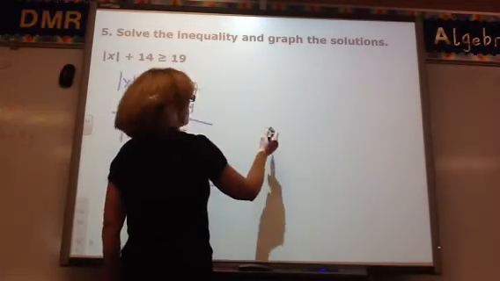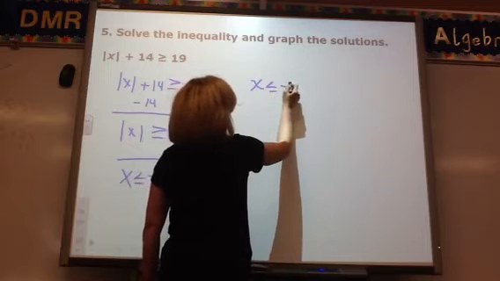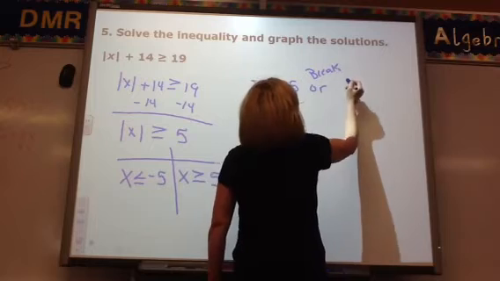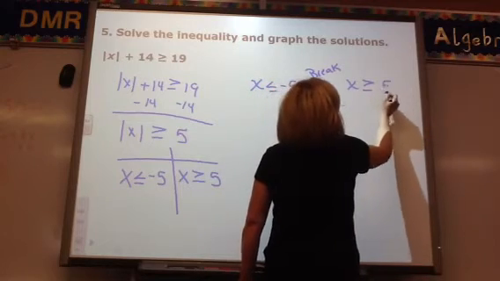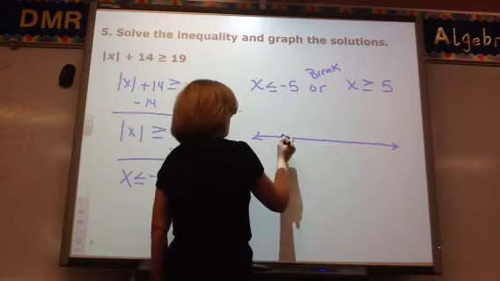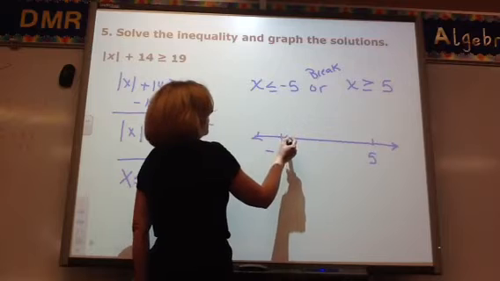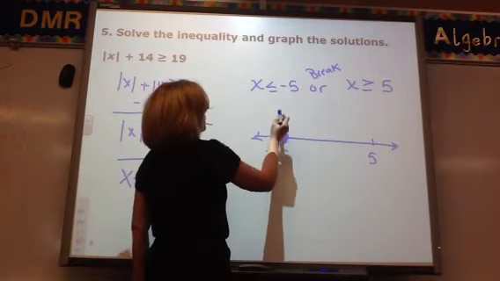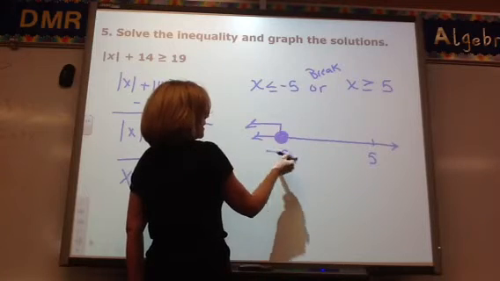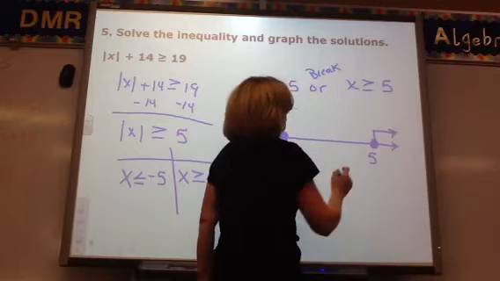When we write that, it would be x less than or equal to -5, or, because there's a break, x is greater than or equal to 5. When we graph it, this is a closed circle. The solution set is going to the left, numbers less than or equal to -5, or numbers greater than or equal to 5.